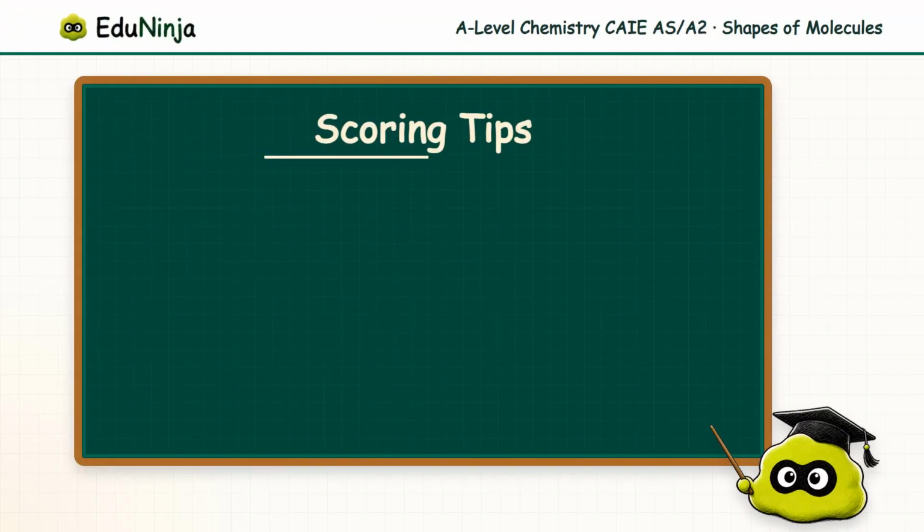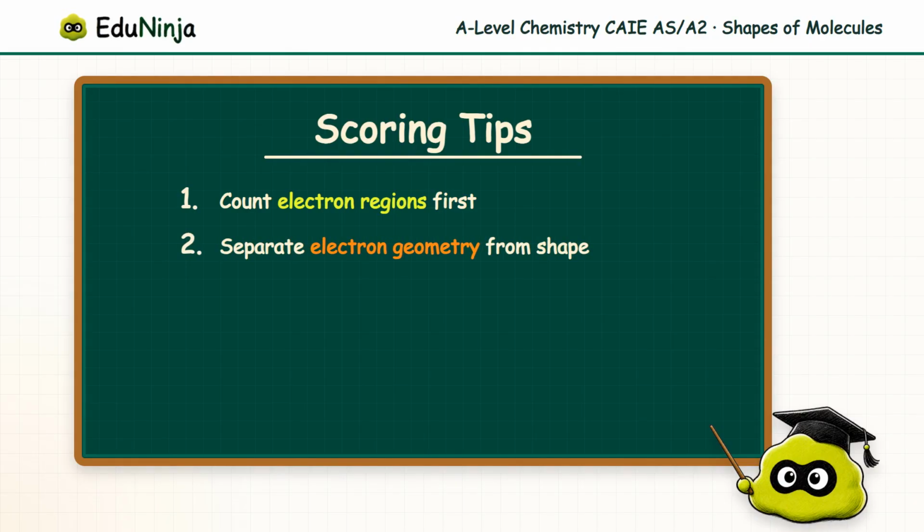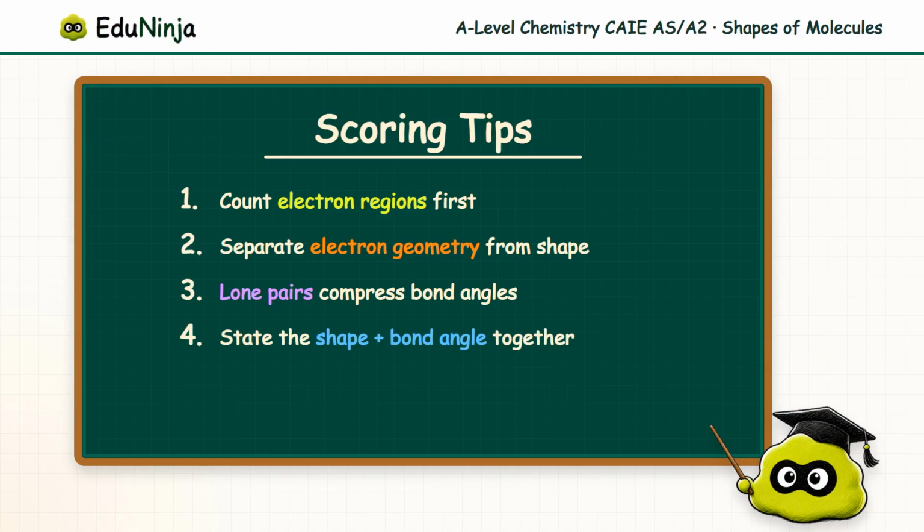Before you answer shapes of molecules questions, count electron regions first. Separate electron geometry from the final molecular shape. Remember that lone pairs compress bond angles, and always state the shape and bond angle together. Check bonding pairs, lone pairs, and repulsion before you write the final answer.